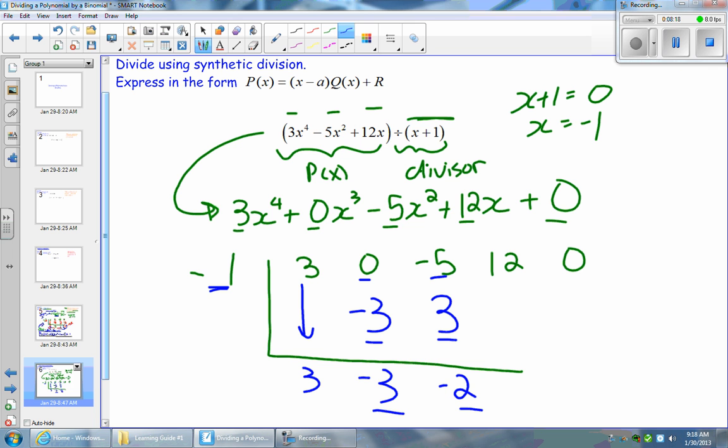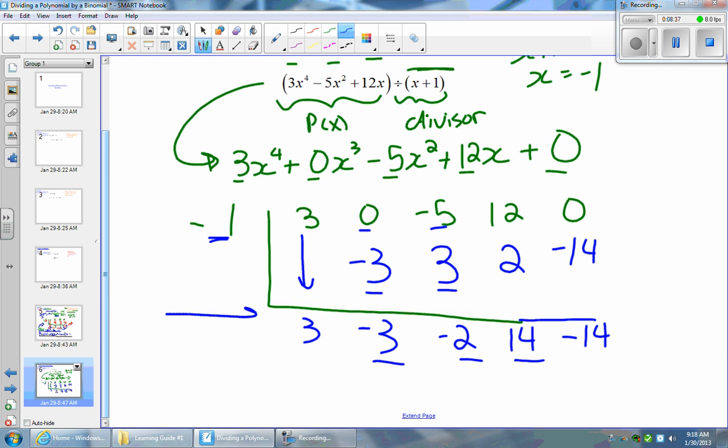Now you're going to take that negative 2 and multiply it by negative 1. That's going to give you positive 2. And then you're going to add 12 plus 2, and that's giving you 14. Then you're going to take that 14, multiply it by negative 1, which gives you a negative 14. And 0 plus a negative 14 gives you a negative 14. Okay, so let's take a look at the last row on my synthetic division here. The last term is your remainder. So we have a remainder of negative 14.